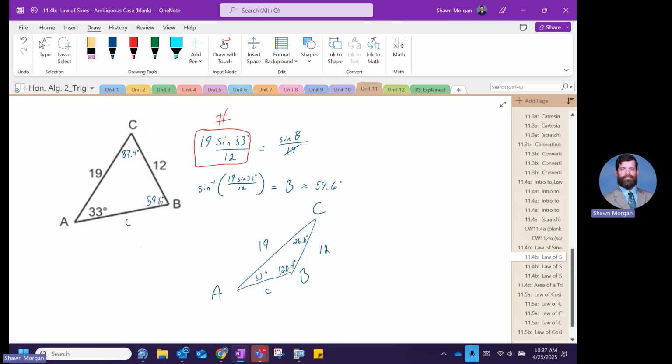Okay, this is important. It's the supplement of that angle. Because if I swing it over here and I create that isosceles triangle, those 2 base angles would be congruent, and therefore this and that would be supplementary.